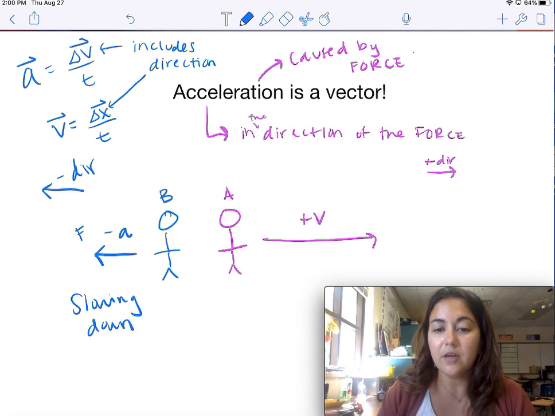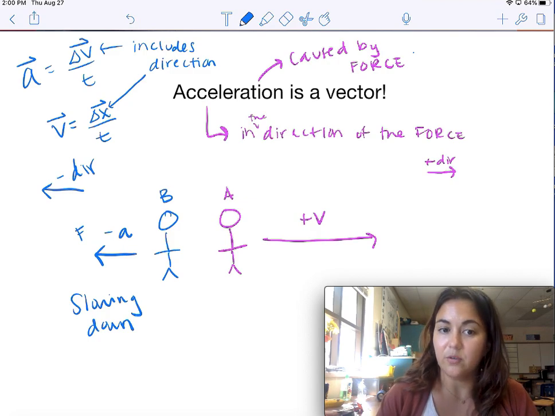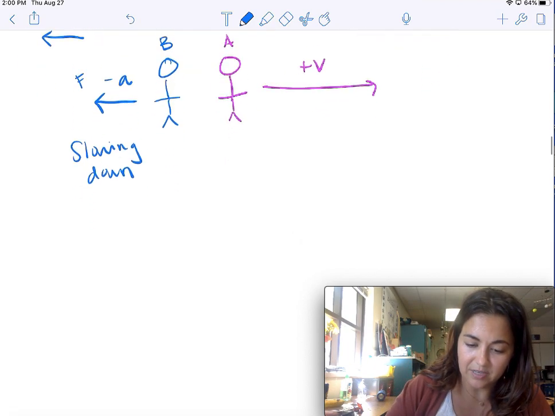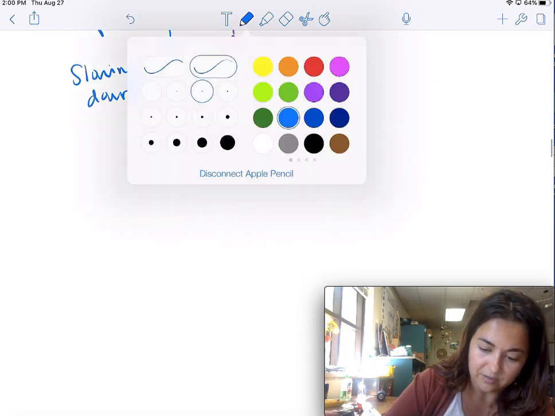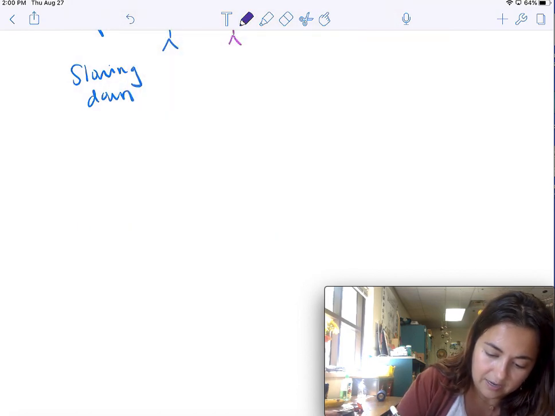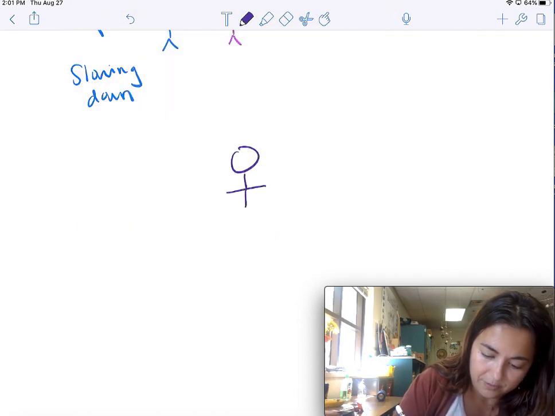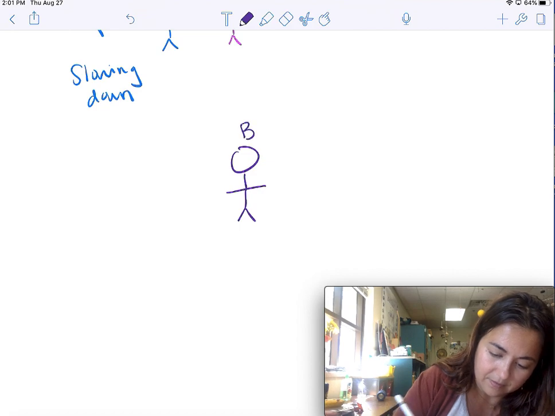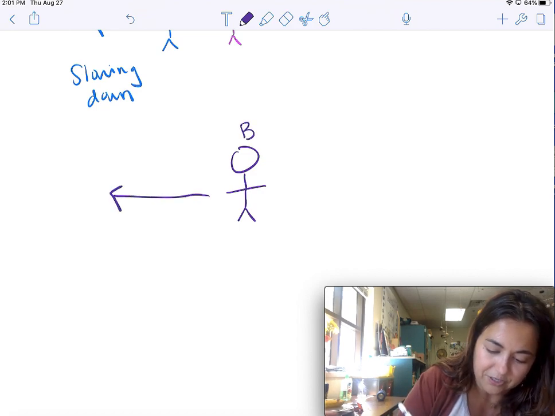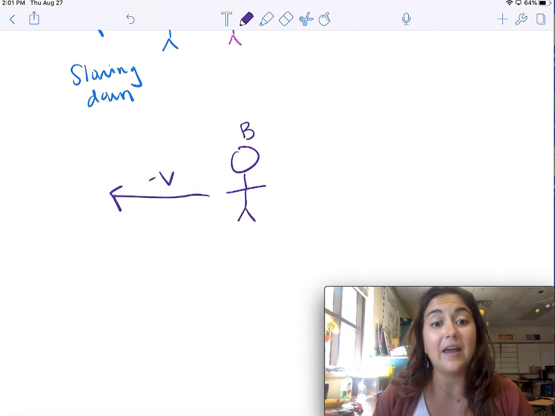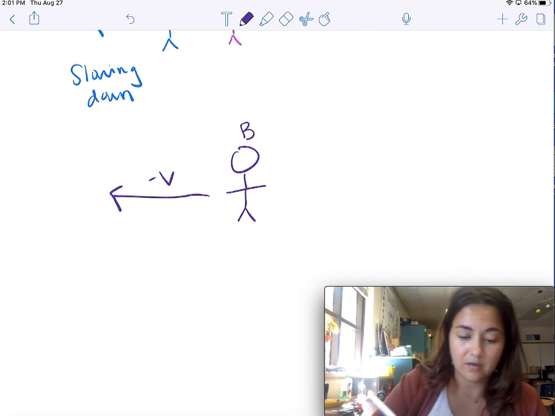Now be careful here. I don't want you to get comfy with the idea that negative acceleration is always slowing down and positive acceleration is always speeding up, because that is absolutely not the case. Let's flip the situation. I'll use different colors. Let's say person B is now traveling this direction, which means they have a negative velocity.